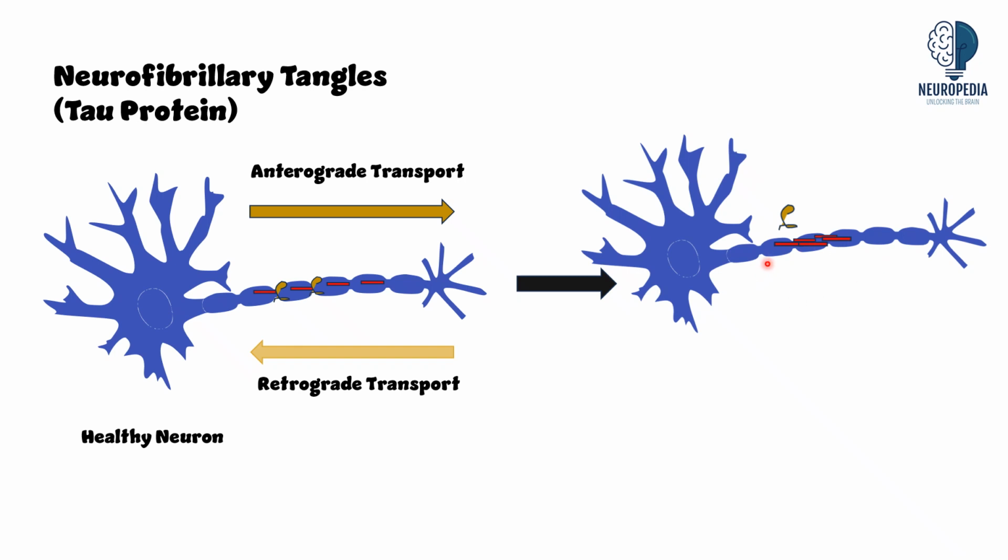Once this protein that is responsible for stabilization of the microtubules gets detached and accumulates, this disables the intracellular transport. Therefore we can say the intracellular tangles can disrupt the transport in Alzheimer's disease.